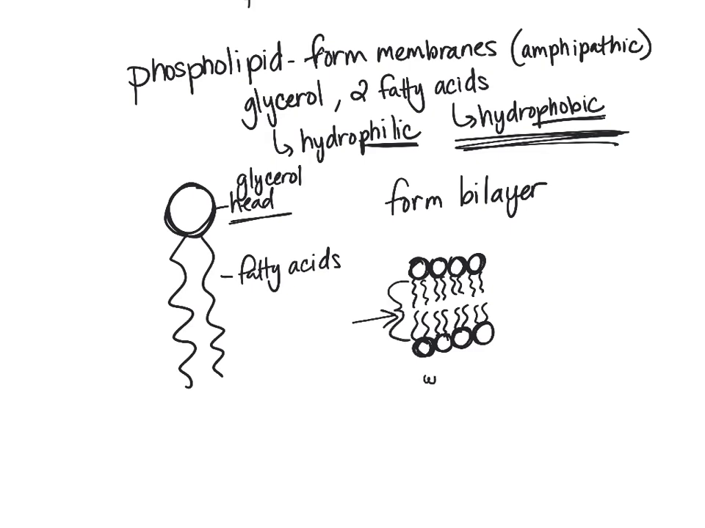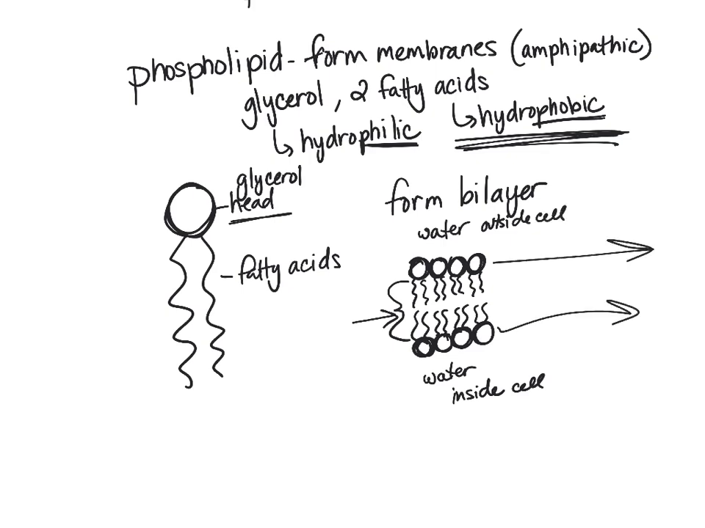Out here we have our water, and out here we have our water. So this would be the water, say, inside the cell. And this would be our water outside the cell. And then this would keep going and form our plasma membrane around our whole cell. So we see that we have this part that interacts with the water and then this part that does not interact with the water. And we're going to go into more detail when we talk about our cells specifically.